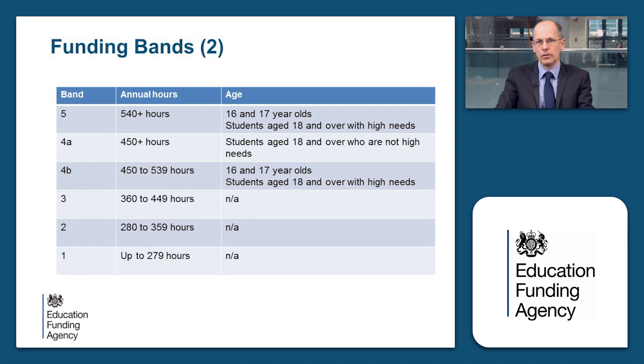All those aged 18 and over without high needs and who are on programmes of 450 hours or more are funded in Band 4. This includes those 18-year-olds on programmes of over 540 hours. In addition, any 16 or 17-year-olds with programmes of 450 to 539 hours are funded in that same band. As I said earlier, we cannot yet confirm the rates for the funding bands for 2015-16, but for reference, in 2014-15, the rate for Band 4 is £3,300 compared to a rate of £4,000 for Band 5. The part-time bands are also shown here, and those bands apply irrespective of the age of the student.